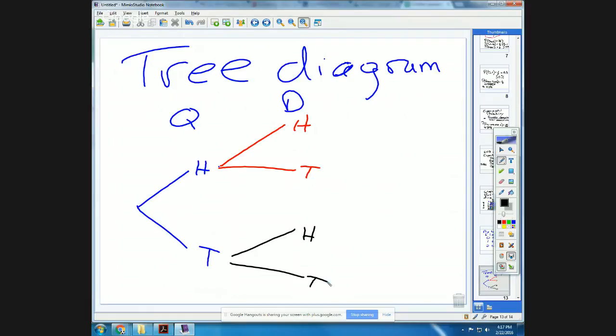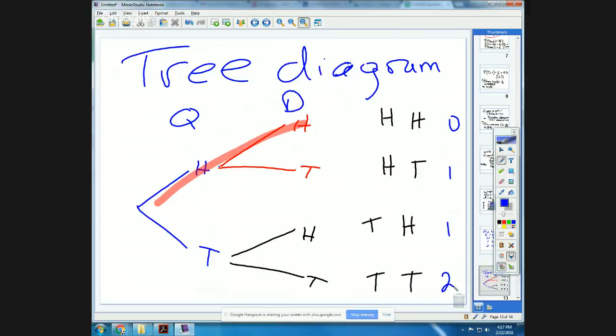And so what are the possibilities? Well, if I follow the tree through this path here, that path says I got a head, then a head. Head for the quarter, head for the dime. The next path says I got a head for the quarter, but a tail for the dime. The next path says I got a tail for the quarter and a head for the dime. And the last path says I got a tail for the quarter and a tail for the dime. And if I'm counting tails, which is what I'm trying to do here, this counts 0 tails, this counts as 1 tail, that counts as 1 tail, that counts as 2 tails.